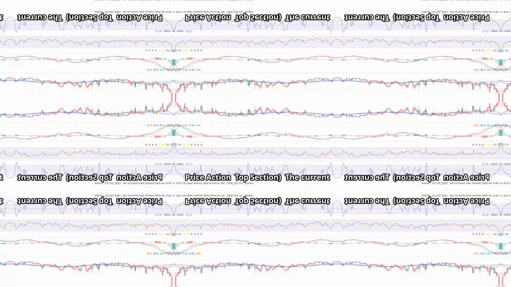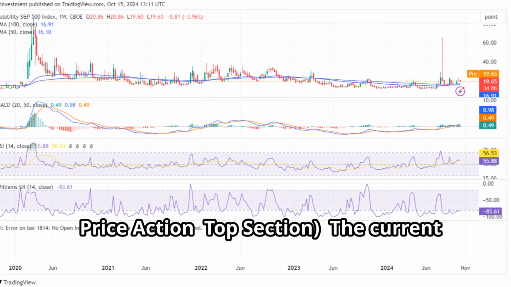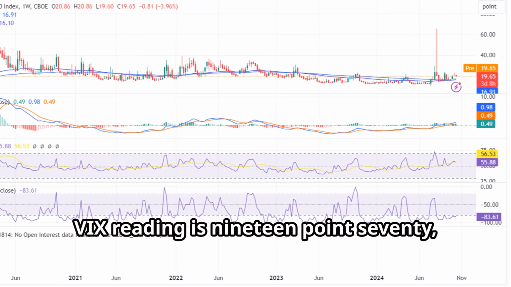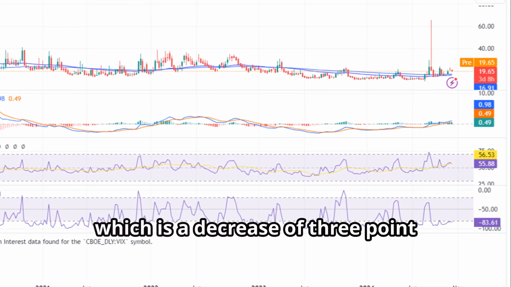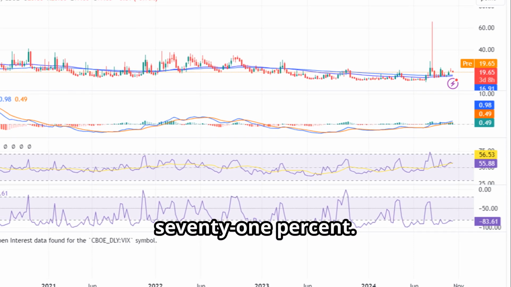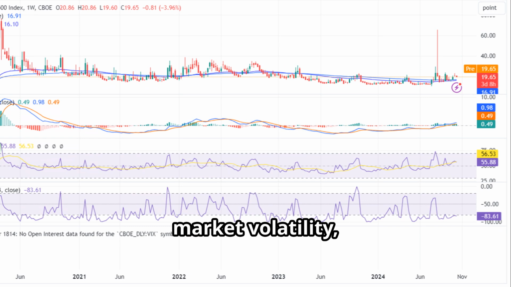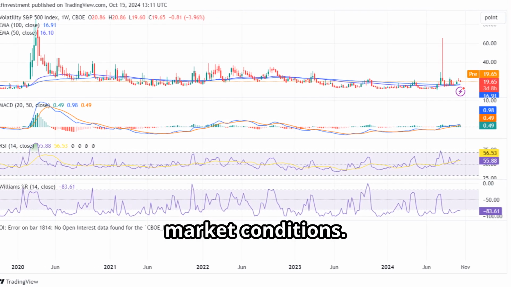Key components. Price action, top section. The current VIX reading is 19.70, down by 0.76 points, which is a decrease of 3.71%. Historically, readings above 20 indicate increased market volatility, while values below 20 suggest calmer market conditions.